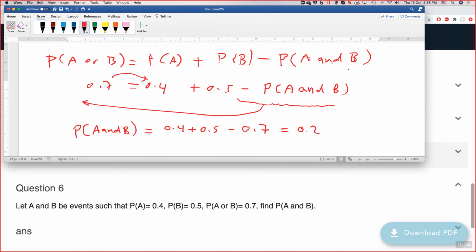So here I was asking for the probability of AND. Maybe in another question, I ask for the probability of B, and I'll give you the probability of the AND. Or maybe I give you everything, but I ask for the probability of A. Any of these are possibilities.